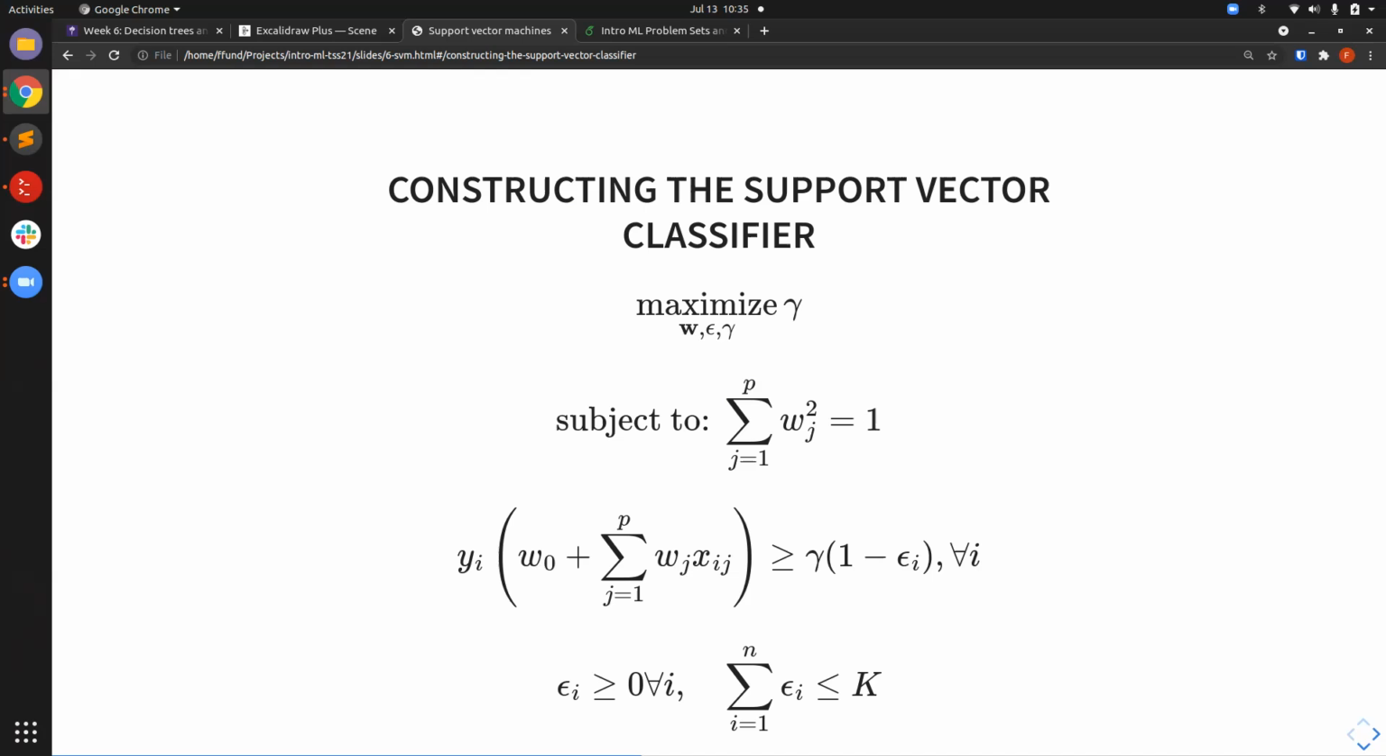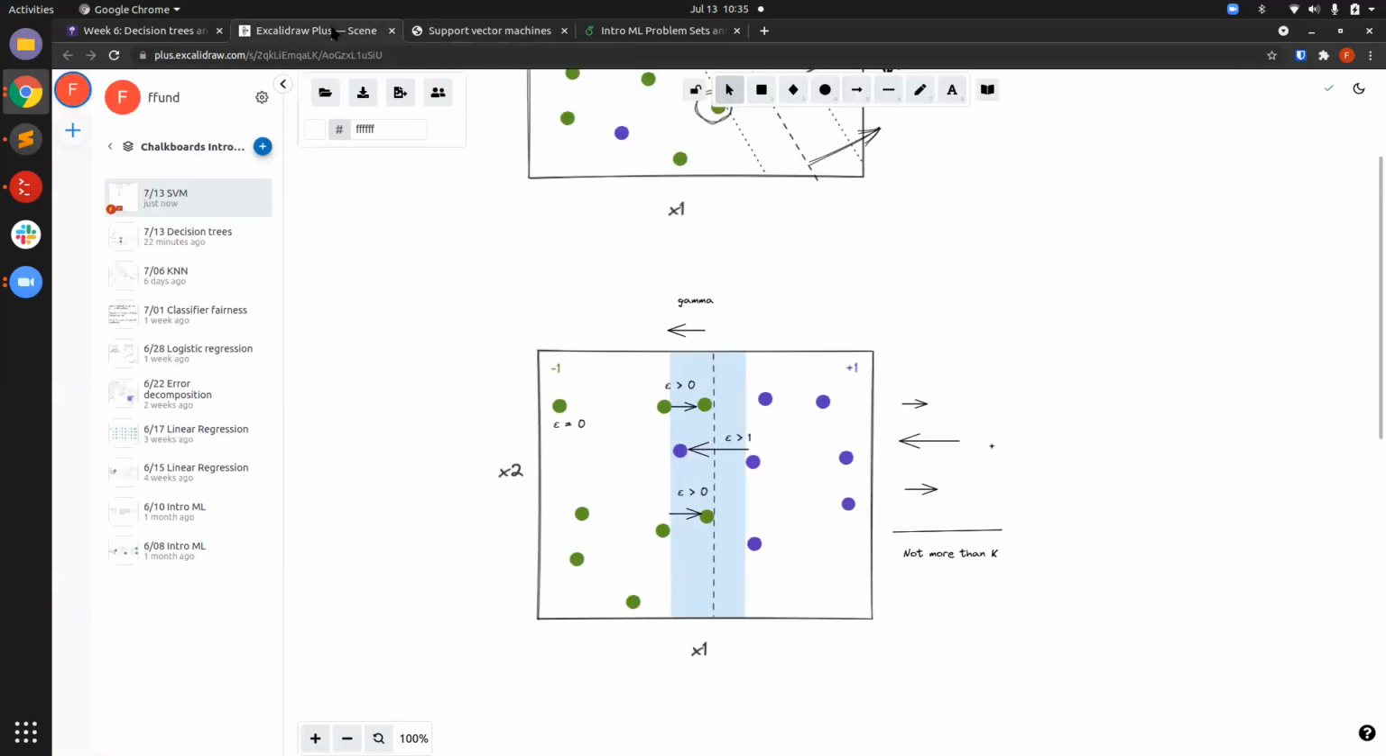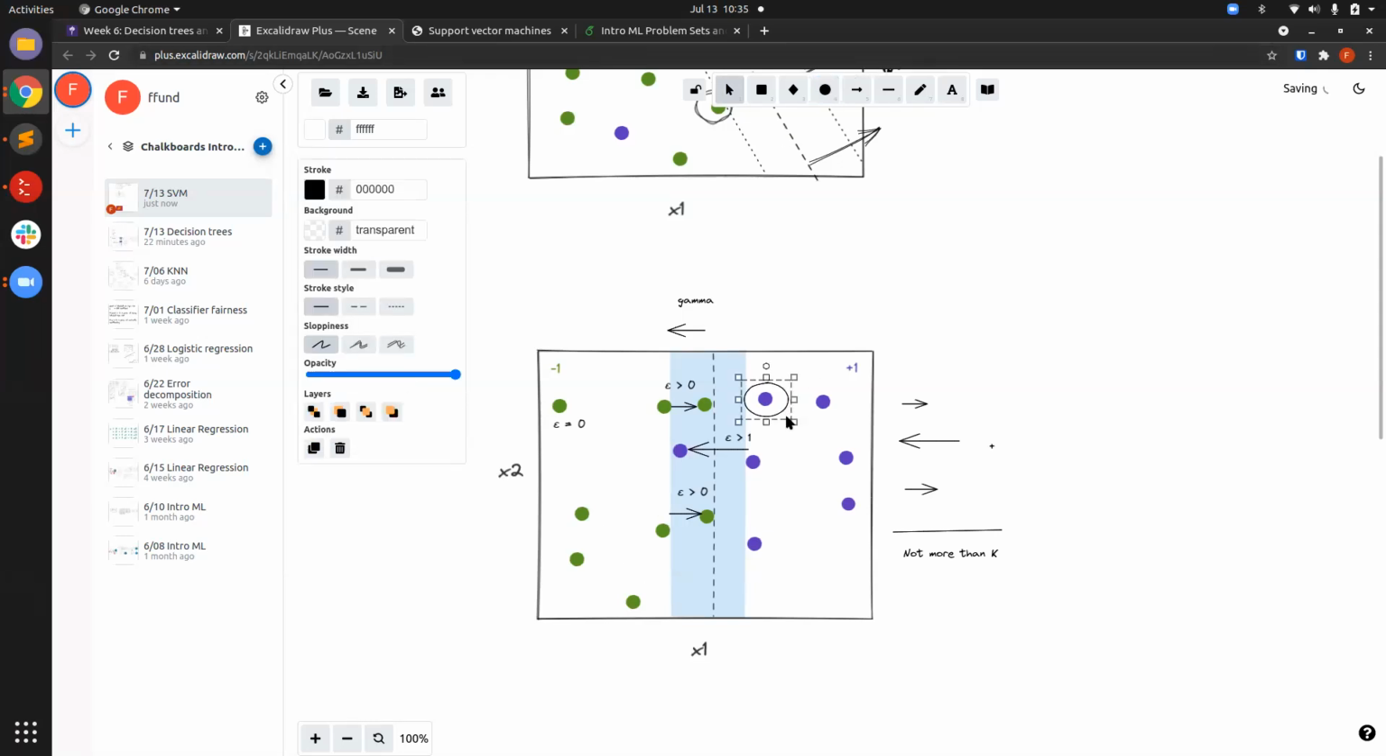For the support vector classifier, the points that affect the classifier are those that are on the margin or over the margin. So we have some more support vectors. In this case, this is a support vector because it's on the margin. But these points which violate the margin are also support vectors, because moving those points also affects the overall optimization problem.